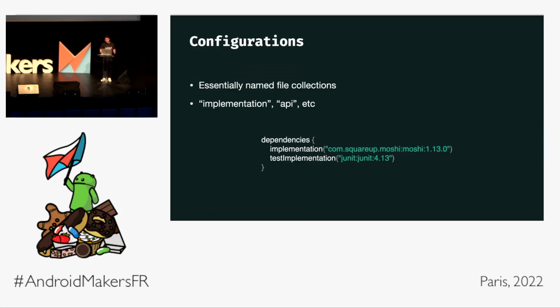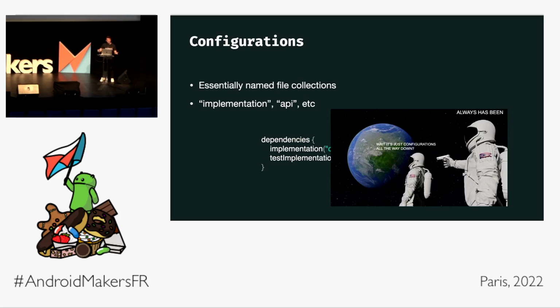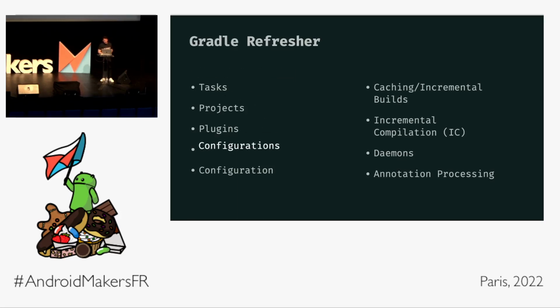Next, we have configurations. Configurations are essentially just named collections of files. You're probably most familiar with these from the implementation, test implementation, and API configurations that you're using in your dependencies blocks. But Gradle ends up passing quite a bit of information around through configurations. So it's really just configurations all the way down. You can kind of see a pattern here.